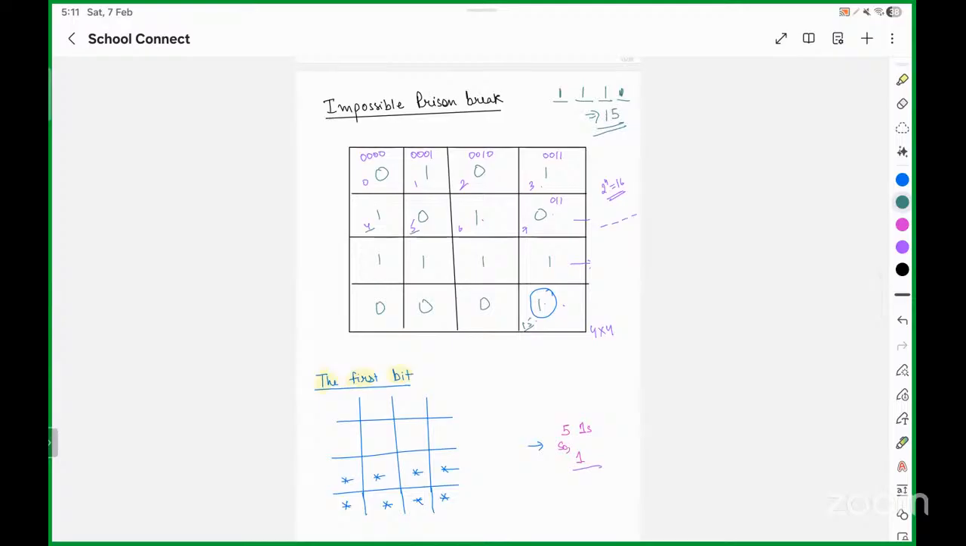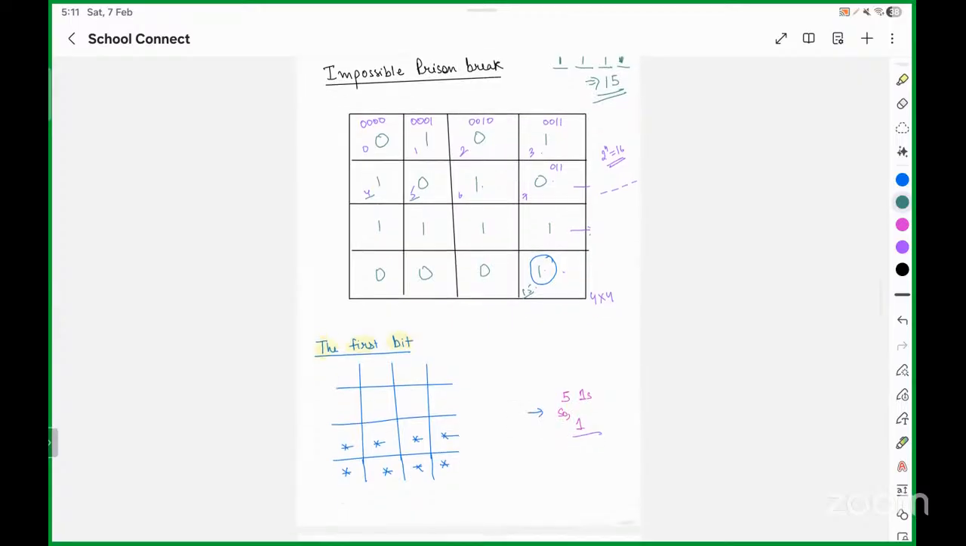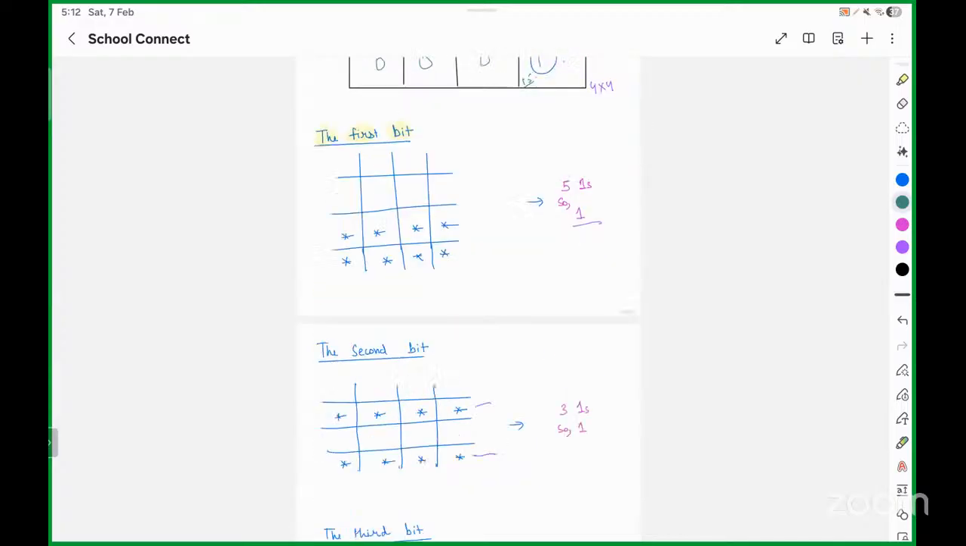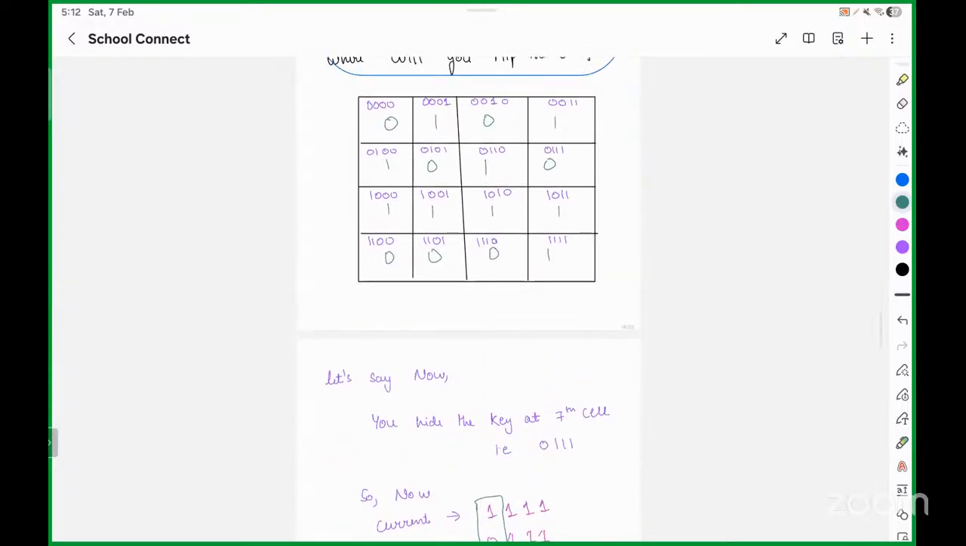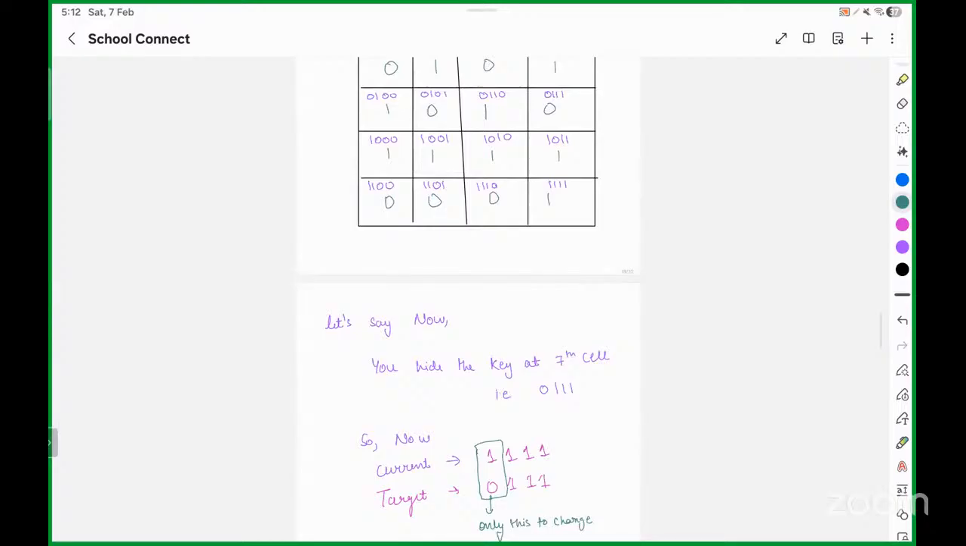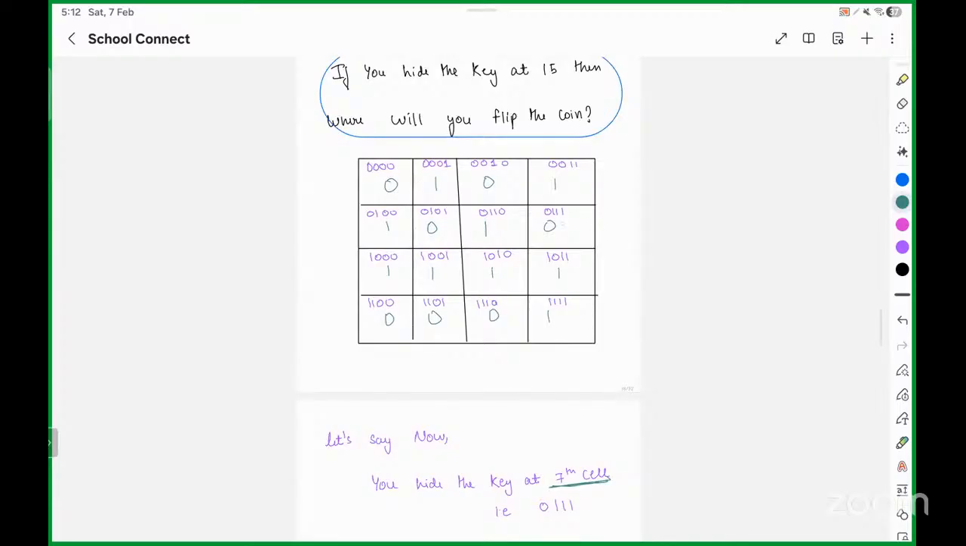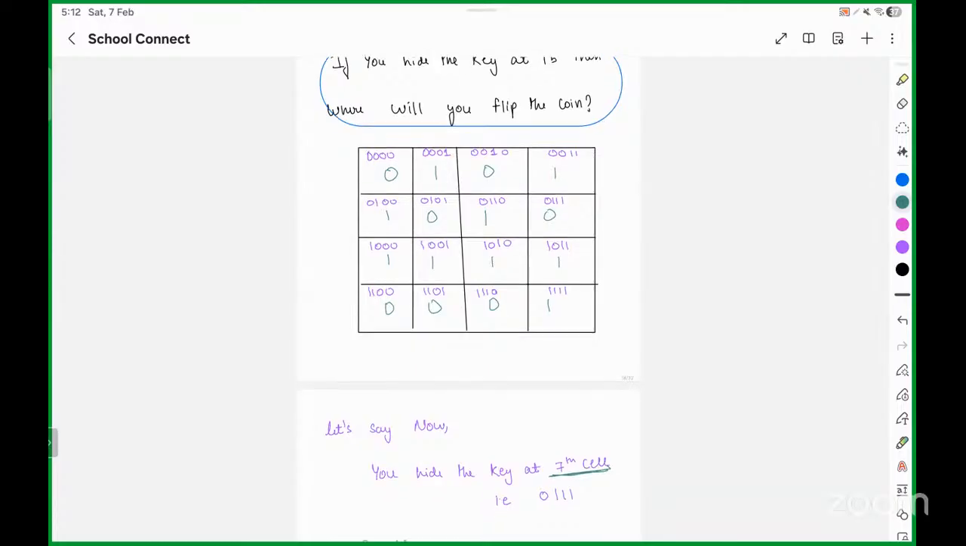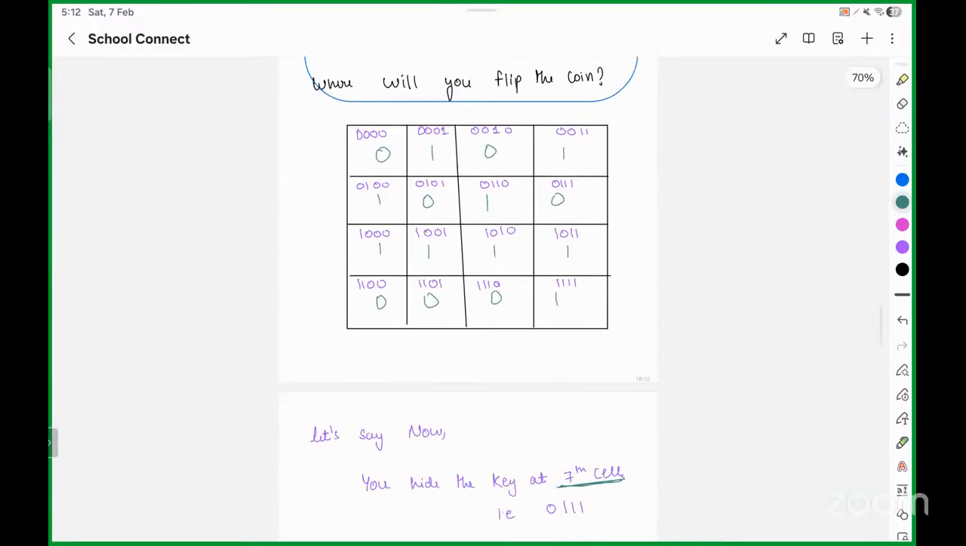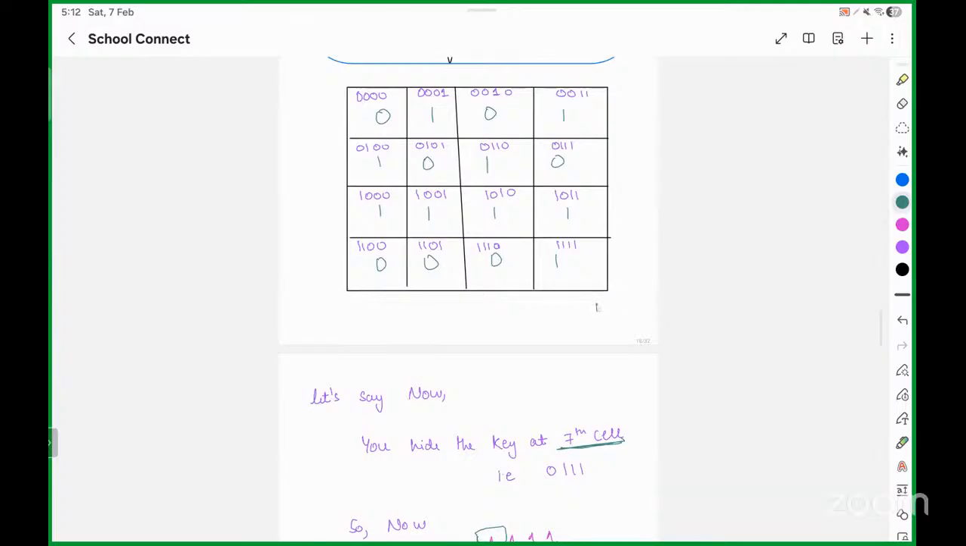So prisoner 1 is telling prisoner 2 that it is behind 15. But if it is not behind 15, let's say it is behind some other door, so this is the proper table which I have written. Okay, let's say you want to hide the key at the seventh cell. So the key is behind the seventh cell, and from this table you want to tell prisoner 2 where the key was hiding. Now we have seen that this table represents 15 to us. That means the bits we get are 1111.